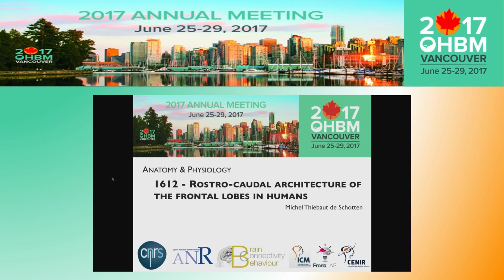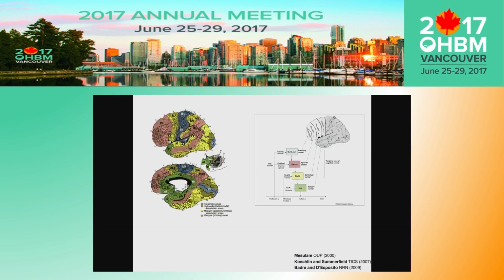We're going to talk about the rostro-caudal architecture of the frontal lobe in humans. You may know about the functional model of the organization of the frontal lobe, with the most advanced function localized in the most anterior part of the frontal lobe and the simplest function being localized in the posterior part. It's been mentioned in the book of Marcel Mesulam, where you can see that you have idiotopic areas in the motor cortex, and then you have associative areas and very high associative areas in the most anterior part.